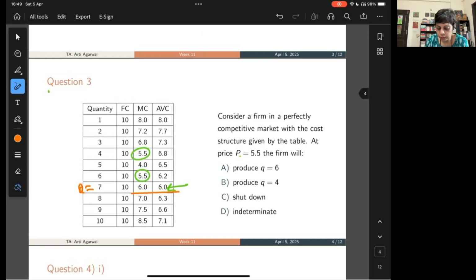But in the case which is given, the price is very low. Price is 5.5. Therefore, the firm is going to shut down. The firm is not going to operate at all. That is what the question is asking. So, is this clear now? What you were asking me?